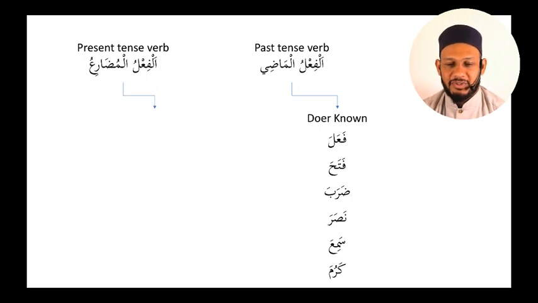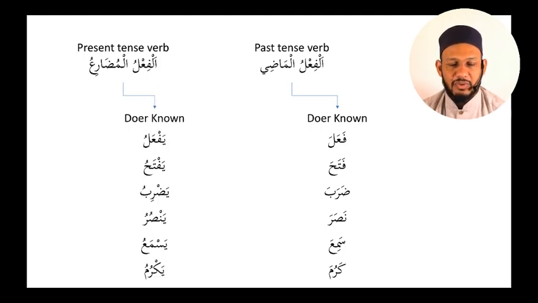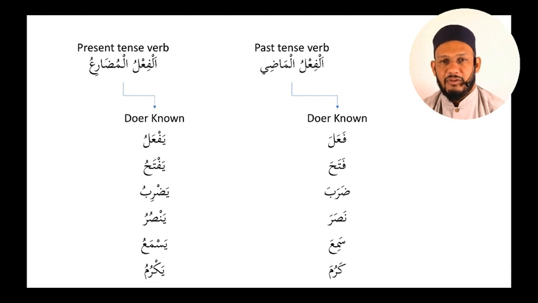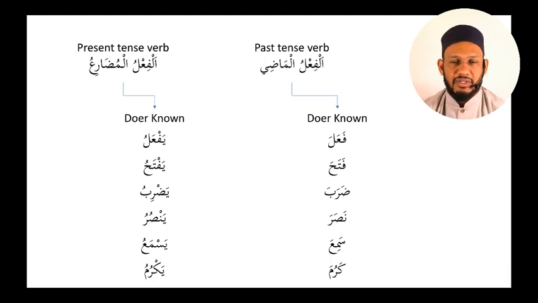Next one, we did al-fi'l mudari, where the doer is known. Like yaf'alu, he is doing. Yaf'aluna, they are doing. I can hear who the doer is. It's him, it's they. Yaftahu, he is opening. Yadribu, he is hitting. Yansuru, yasma'u, yakrumu. All the doers are known. So let's say that, let's scale quickly. Yaf'alu all together. Yaf'alu, yaf'aluna.